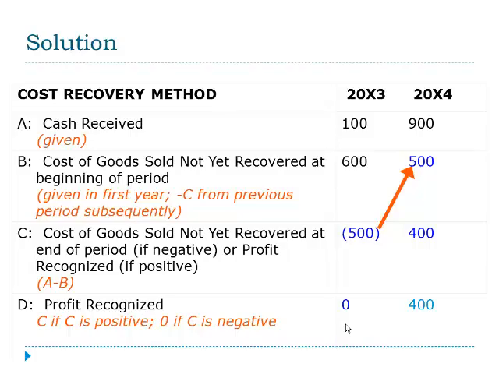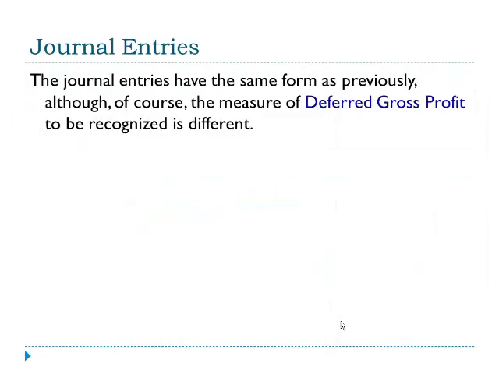In the next year, cash received is $900, and the cost of goods sold not yet recovered is the $500 that I calculated in row C in the previous year. I have to receive another $500 before I can recognize any gross margin. I subtract that $500 from the $900 I received, and I find that I've received $400 above the cost of goods sold, so my profit recognized is $400.